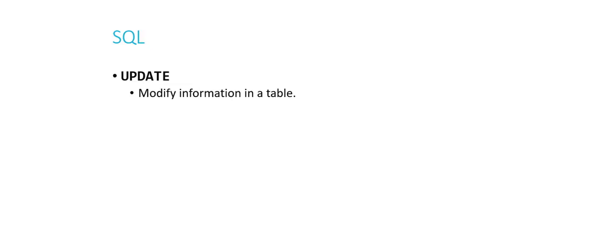All right, so that was a bit more complicated. You probably won't do too many joins. Fortunately, the last two operations are a little bit easier. So UPDATE is the third of the four major operations. This is what we use to modify information in a table, or change it, or update information.